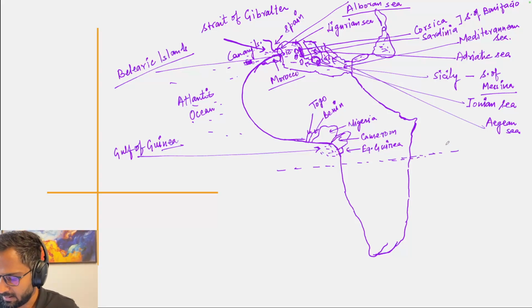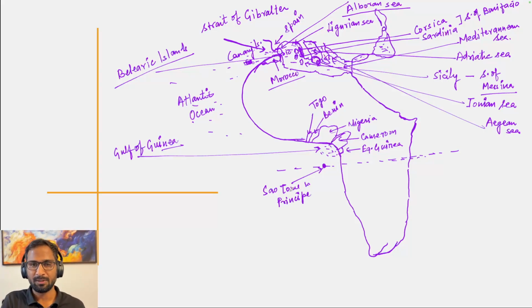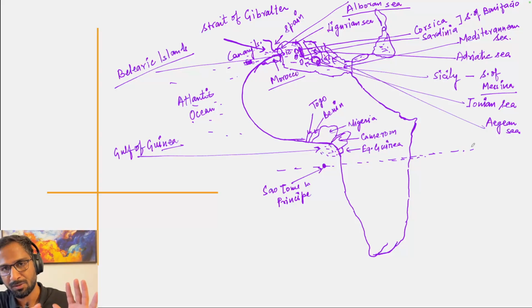Then moving further south, over here, after some time I'll discuss also, you'll find that equator is passing here, and across this equator there is an island country over here, that country is named Sao Tome and Principe. So this is an island country. We'll come to equator again. We'll see all the countries through which equator passes.